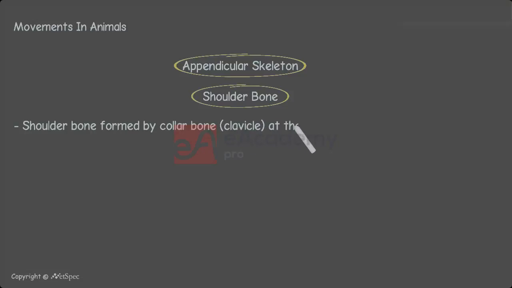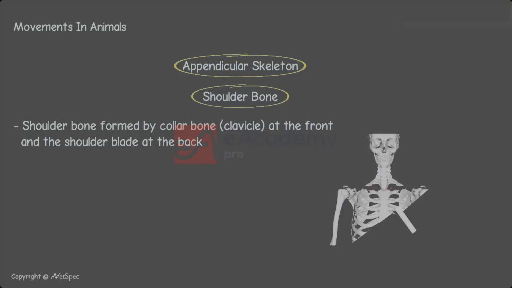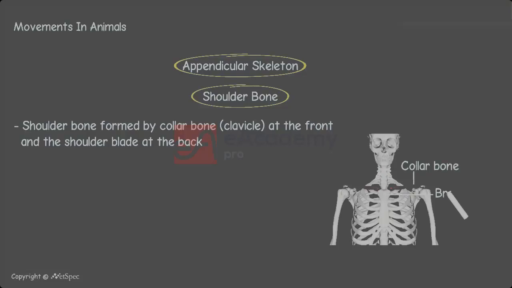This collarbone is also called the clavicle. The clavicle is at the front and the shoulder blade is at the back. You can see, this is the collarbone. The collarbone is otherwise called the clavicle. Collarbone in the front and shoulder blade at the back together form the shoulder bone.